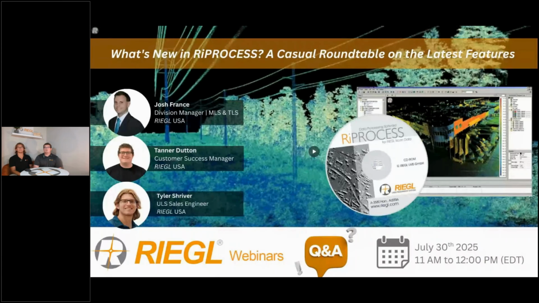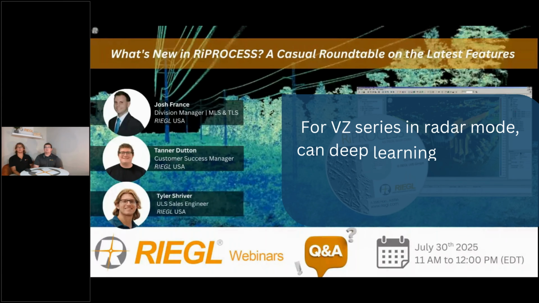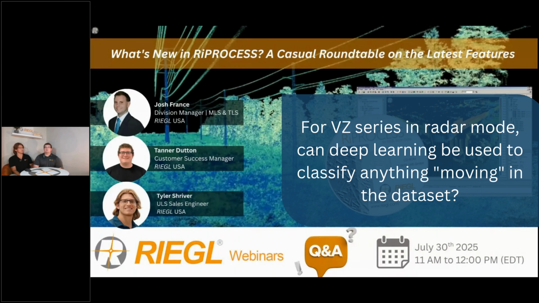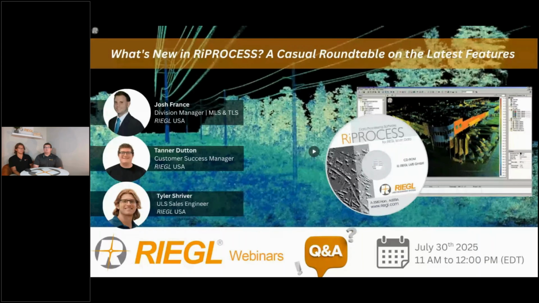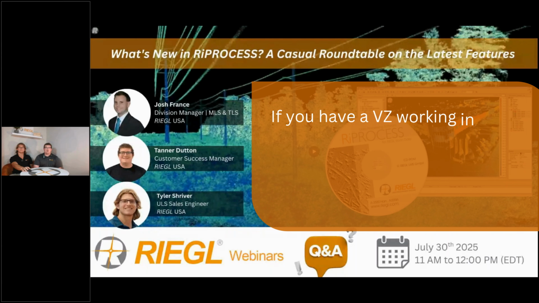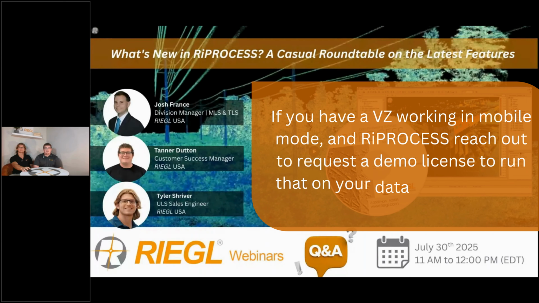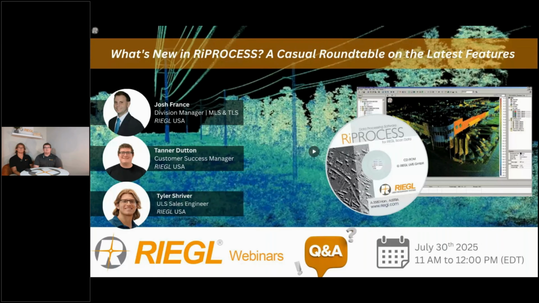And then for VZ series and radar mode, can deep learning be used to remove anything moving in the data sets? I believe we have not tested that yet, but based on the deep learning tools, it should be applicable in the future. If you have a VZ that's working in mobile mode in RIPROCESS, what I would do is reach out and ask for a demo license, and you can run that on your data to make sure it works before. So like we said, we're glad to give some demo licenses just for testing, to see if it works for you before you even purchase anything.